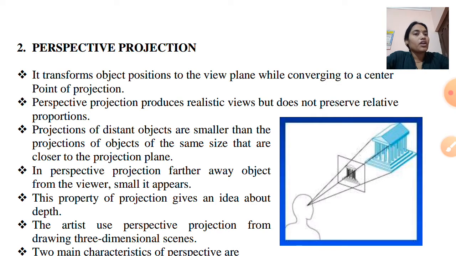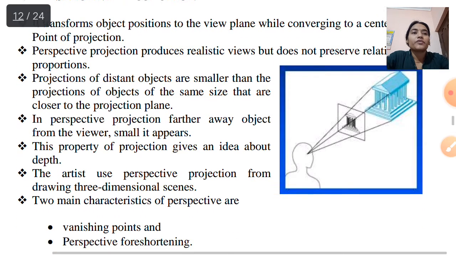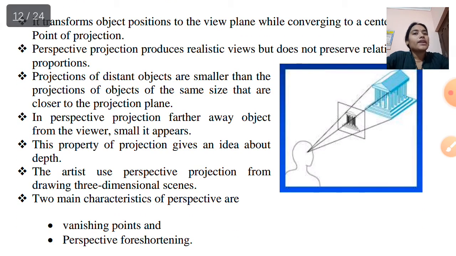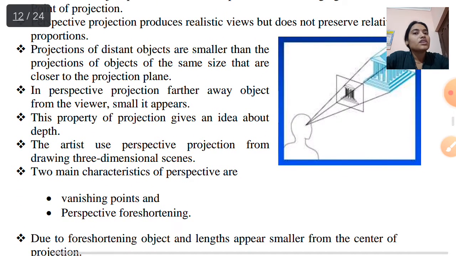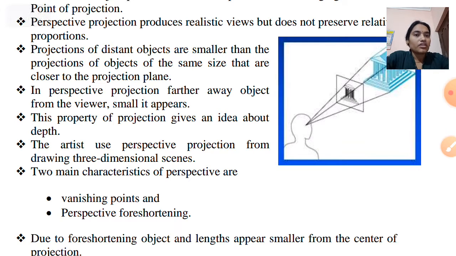The object is far away from the eye, but it appears closer, but it appears small. This property of projection gives an idea about the depth. The artist uses perspective projection for drawing a three-dimensional scene. There are two main characteristics of perspective projection. One is vanishing point, another one is perspective foreshortening.